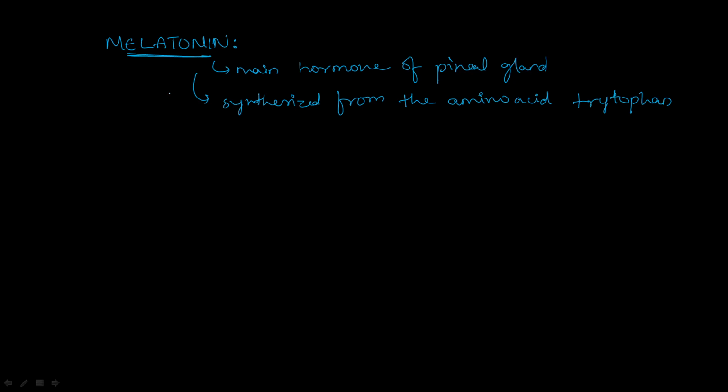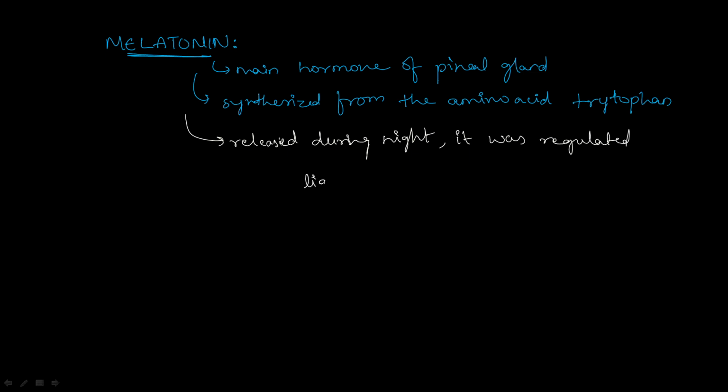And the main thing is that it is mainly released during the night. It is regulated by the light-dark cycle, where light is the daytime and dark is the nighttime. This melatonin is released during the night time.